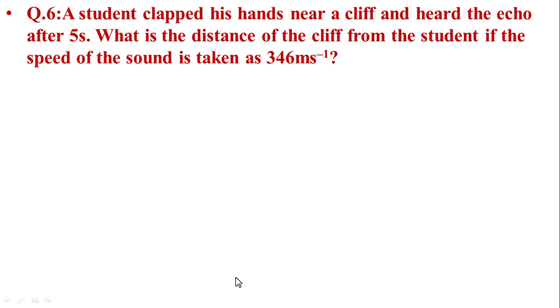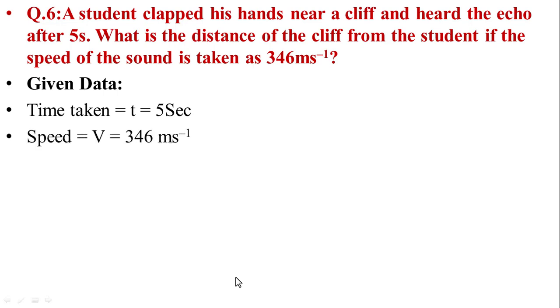In the first method, first of all, we write the given data. A student clapped his hands near a cliff and heard the echo after 5 seconds. What is the distance of the cliff from the student, if the speed of sound is taken as 346 meters per second? First of all, write the given data. Time taken t is equal to 5 seconds and speed v is equal to 346 meters per second. We require the distance h is equal to question mark.